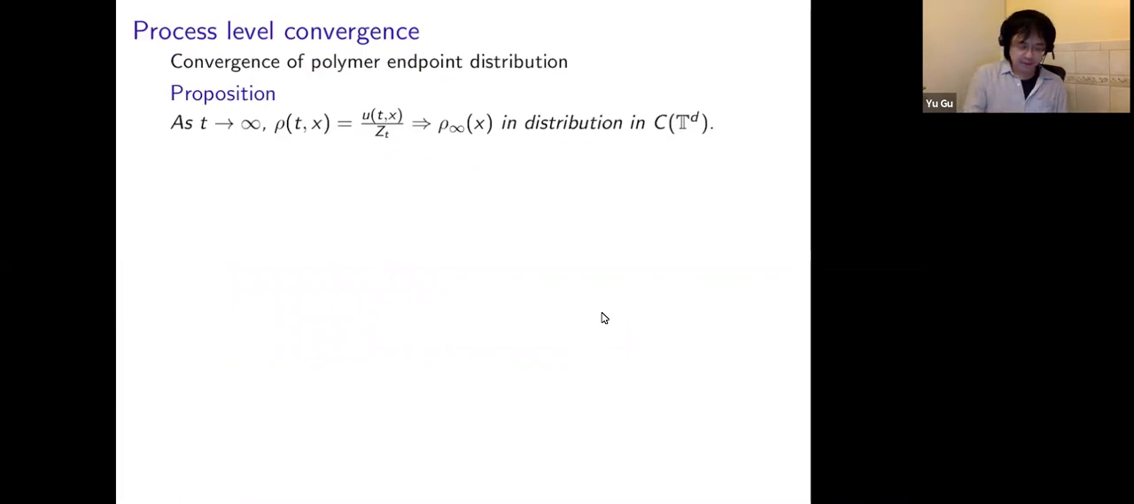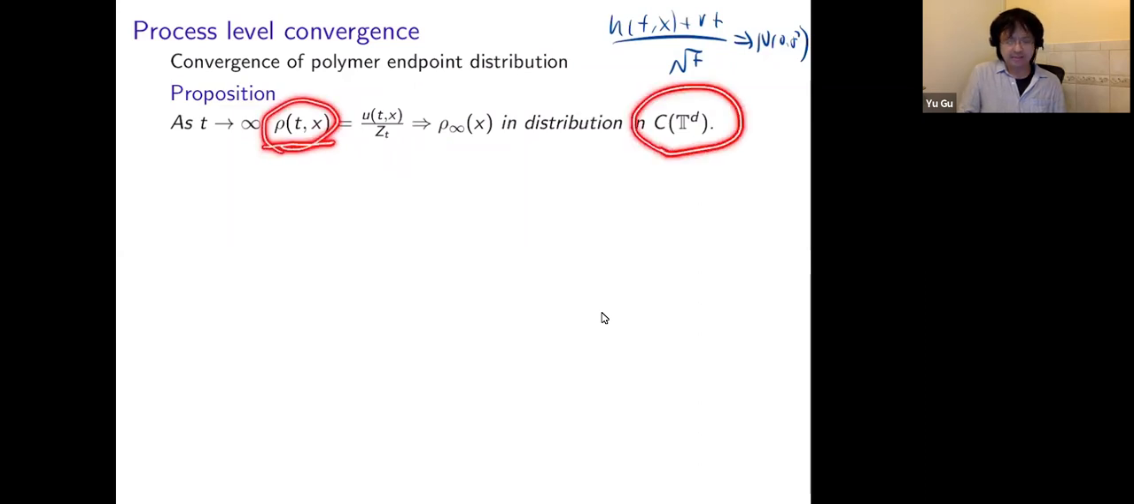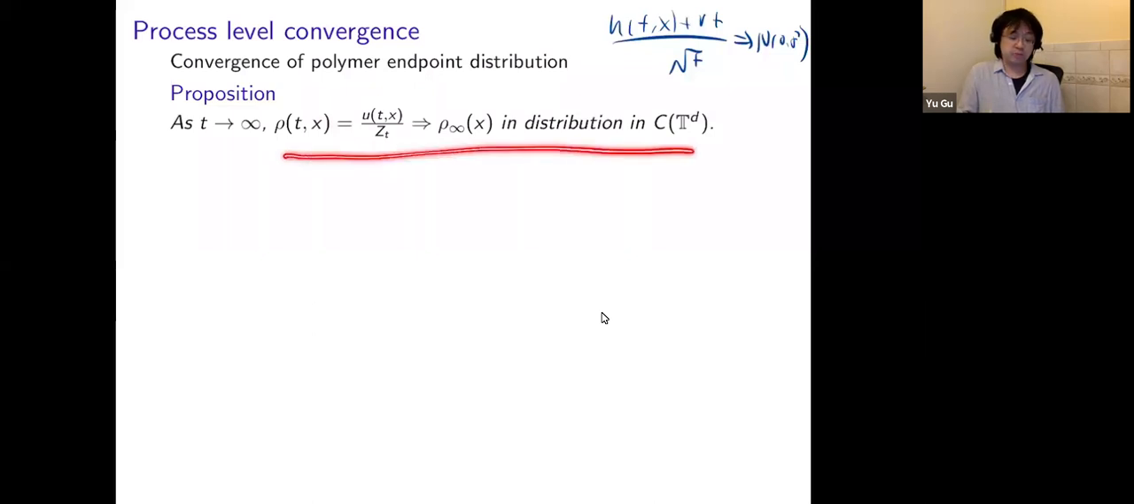So remember that our main result is that (H_t(x) + γ t) divided by square root of t converges to a Gaussian, and that's for fixed x. One of our results is that if I look at this endpoint distribution of the directed polymer, which is just this term, this ρ_t is a random variable taking values in the space of continuous functions. We can show convergence in distribution.